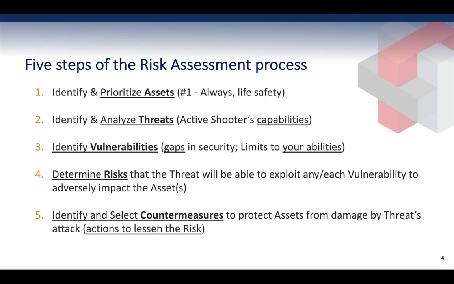Those are the step 3 of the process. Determining the risk. Risk is a factor of asset, threat, and vulnerability. And so we'll talk about identifying the risk to determine how much that threat could exploit the vulnerability to adversely impact the asset in an active shooter situation. And the final step is identifying and selecting countermeasures that can be used to protect the asset from damage by the threat. Those are the actions that will lessen the risk.